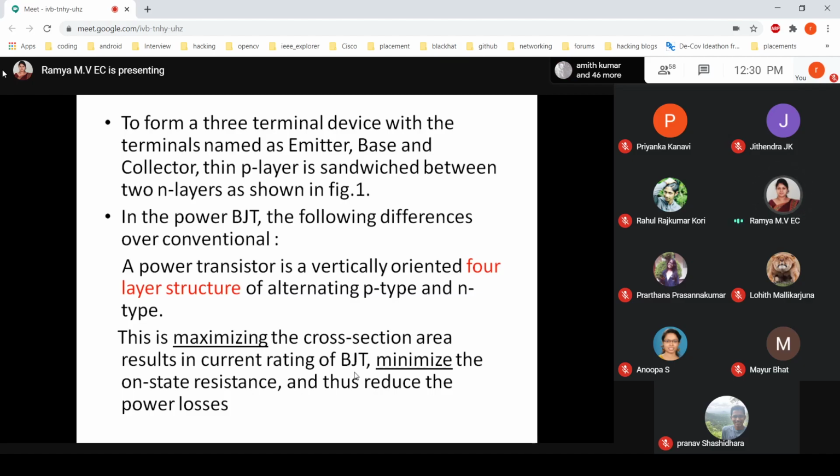What is our main intention with respect to power electronics? We want to reduce the power loss on the way to the load. How can we reduce it? With the help of solid state materials. With variation in the doping structure we can have good power handling capability. So this vertical orientation of the BJT maximizes the current rating and minimizes the on-state resistance, thus we can reduce the power loss. That is the point here.